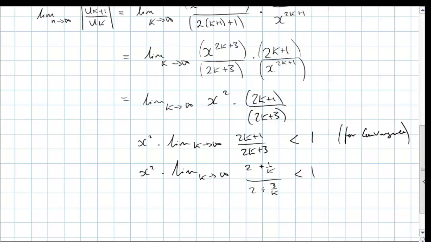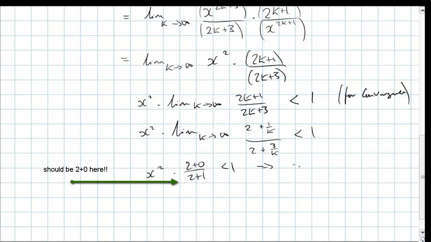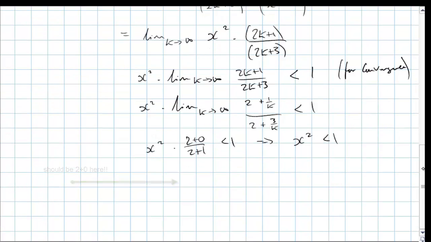And it's very easy now to take this limit, and so as k approaches infinity, this is going to tend towards 2 plus 0 over 2 plus 0. That has to be less than 1, and we can see directly that that's true if x squared is less than 1, and that will lead us directly to the modulus of x then must be less than 1 as desired.